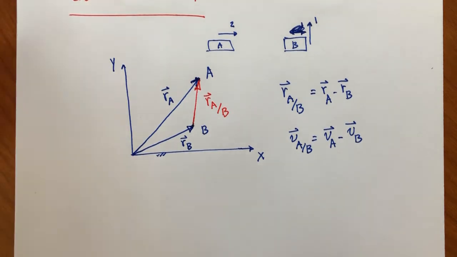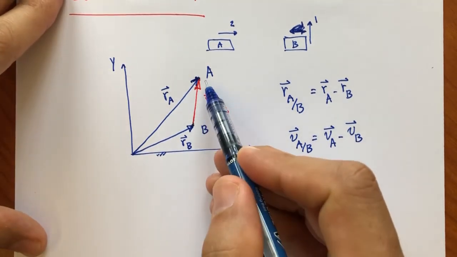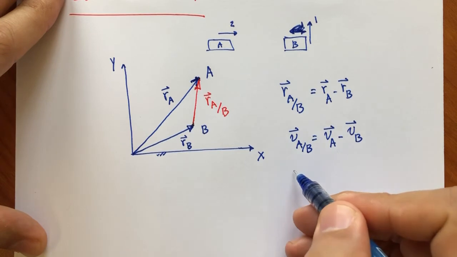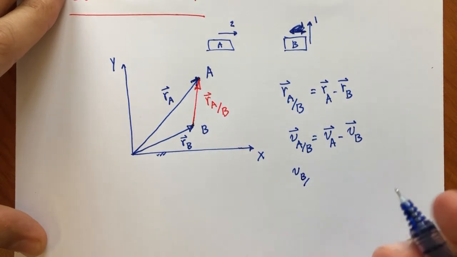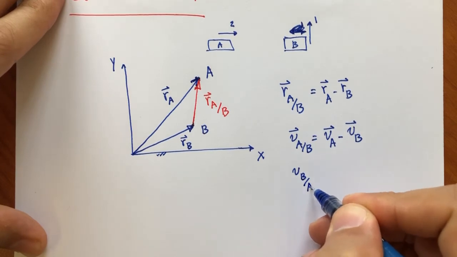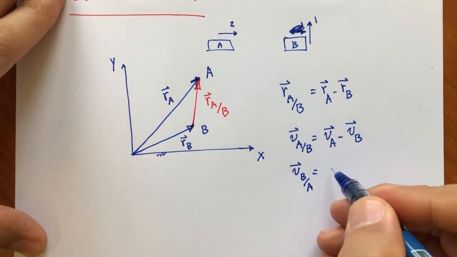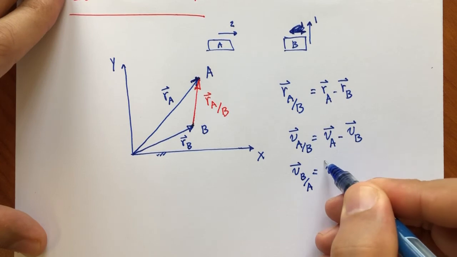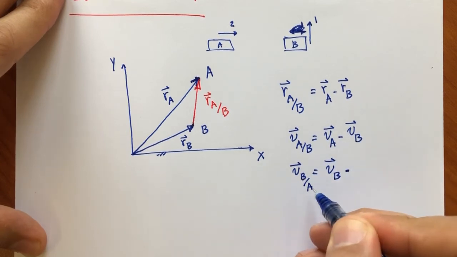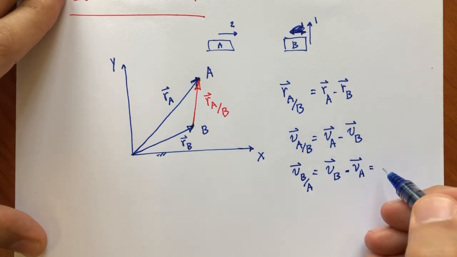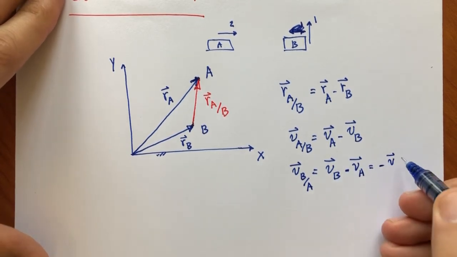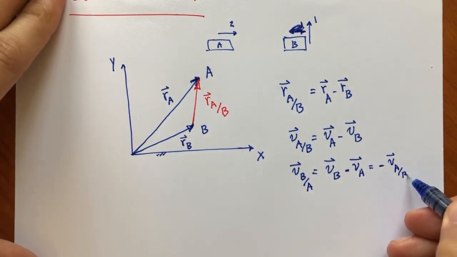And at the same time, you can write velocity of B with respect to A. If you want to do that, you can use a similar equation, but you need to switch A and B. Velocity of B with respect to A is going to be equal to velocity of B minus velocity of A, which is equal to the opposite of velocity of A with respect to B.